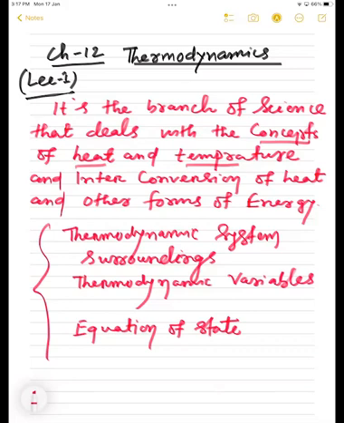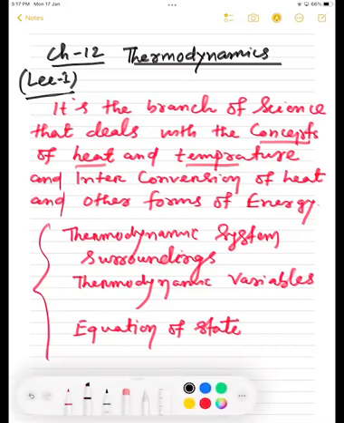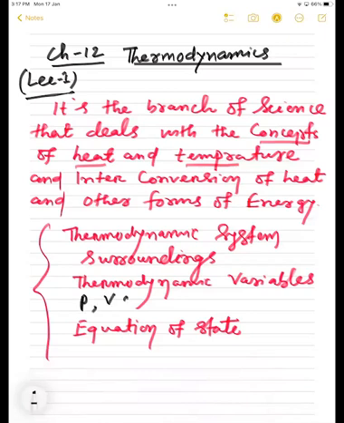And what are thermodynamic variables? Thermodynamic variables, most probably, are pressure, volume, and temperature, right? These things you have learned already. How pressure, volume, and temperature are all related helps us to study the behavior of a thermodynamic system. If pressure is changing, how volume and temperature vary. If volume is remaining constant, how pressure and temperature change.